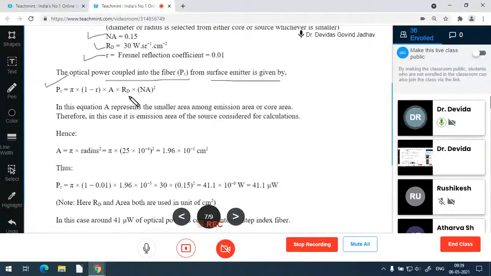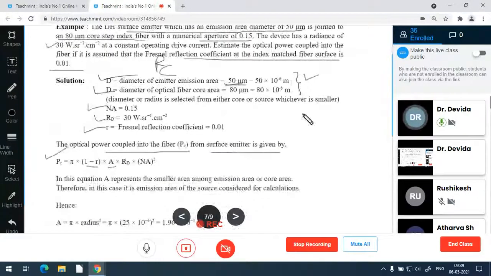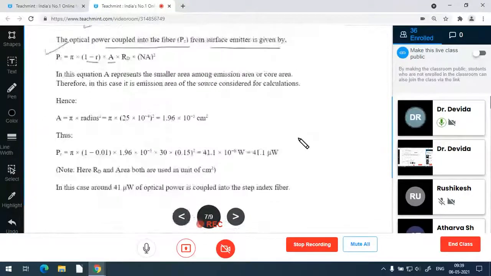into A into RD into NA square, where r is the Fresnel reflection coefficient, and A is the smaller area among the emitter area and optical fiber core area. Out of emitter area or optical fiber core area, whichever is smaller, that is taken. Here the smaller diameter is the emission area. We will take the 50 micrometer circular area, that is pi r square. So 50 is the diameter. We will take 25 micrometer radius, 25 into 10 raised to minus 6 meter radius, to calculate the area.